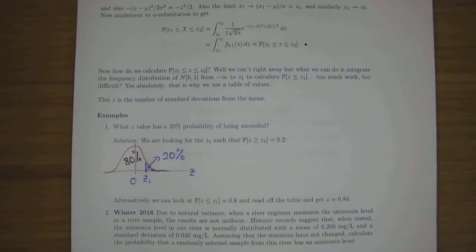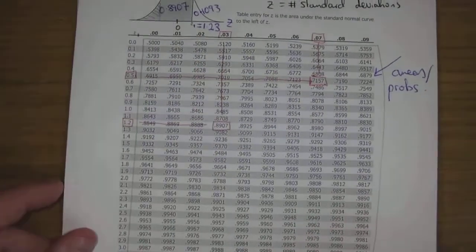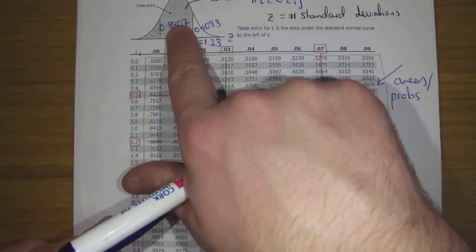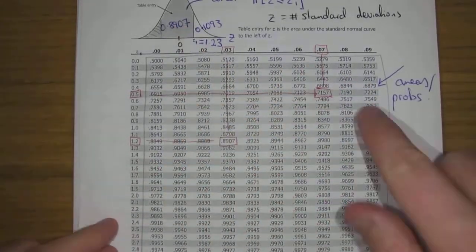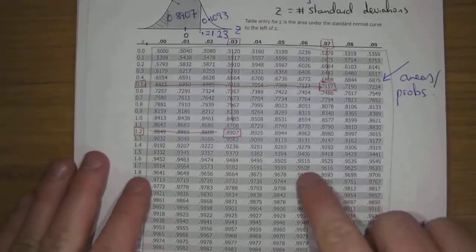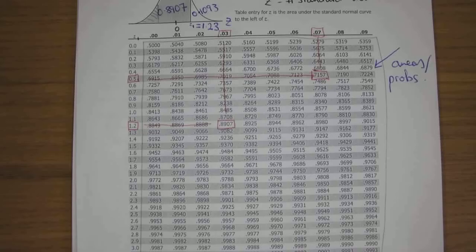So I'm going to look at the table here, and what we're looking for in here is a z value such that this area is 80%. So you have to remember these areas are 80%. So we're going to find an area of 80%. Let's find 80% in here. Now you mightn't be able to find exactly 80%, but you just have to go to the closest possible one.